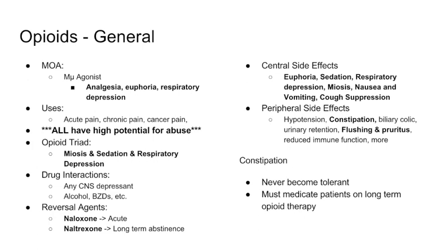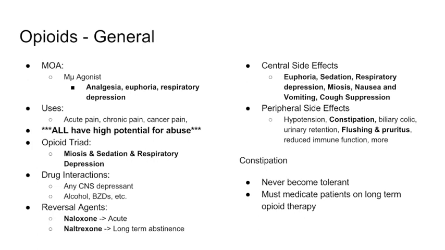So just a general summary of opioid mechanisms. As you should be well aware of now, opioids activate the mu receptor. They are mu receptor agonists, and this mu receptor agonism is responsible for analgesia, euphoria, and respiratory depression. Uses include acute pain, chronic pain, and cancer pain. The other kinds of pain, I guess you could throw in labor pain, any kind of somatic pain.